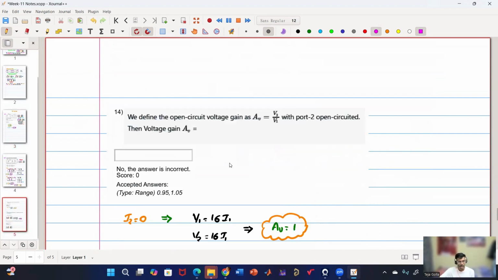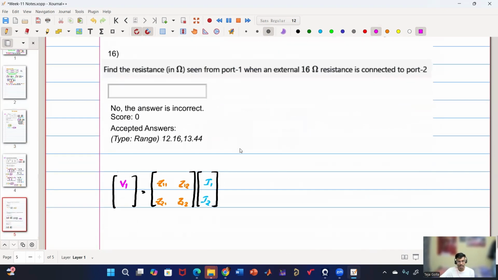Yes, very good. So V2 is equal to minus 16 I2, right? And they're asking for the resistance seen from port 1. So what will be the resistance seen from port 1? That is V1 by I1, right?